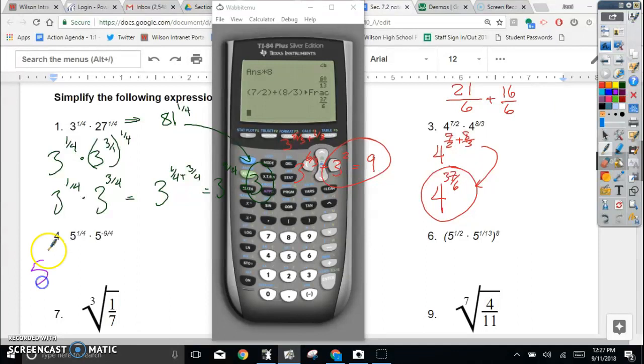Okay, so let's go down to 4. I'm going to add our exponents, which would be 1/4 plus negative 9/4, which is 5 to the negative 8/4, which is 5 to the negative 2. Or you could write it as 1/25. Either answer would be fine.